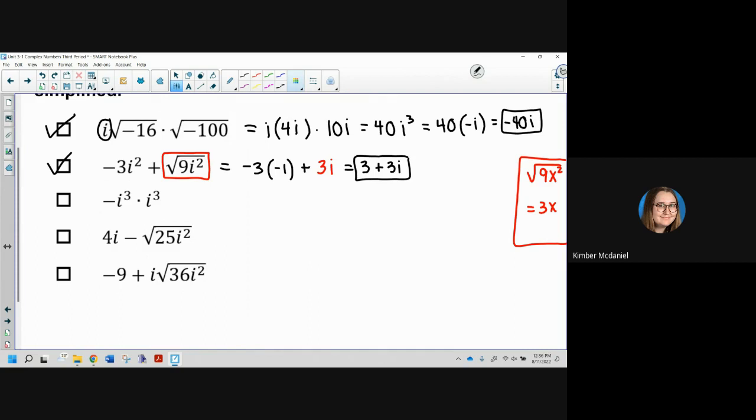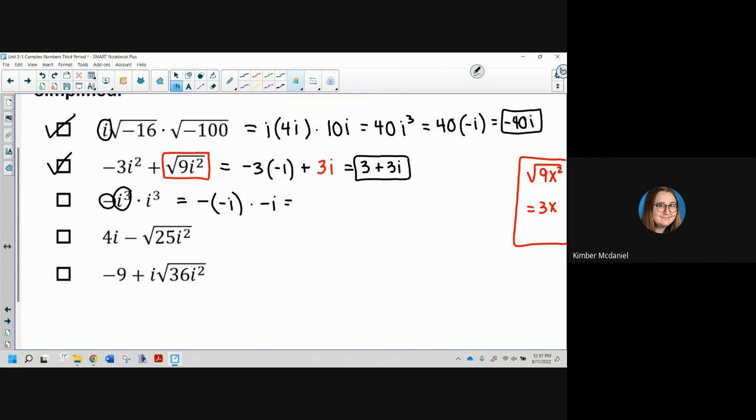So for our third answer choice, we have negative i cubed times i cubed. Now, when you are working through this, if you see an i cubed, we need to replace it with negative i, like Jean and Louise said, okay? So we're going to pull this negative over. We're going to replace i cubed with negative i times i cubed, which is another negative i.